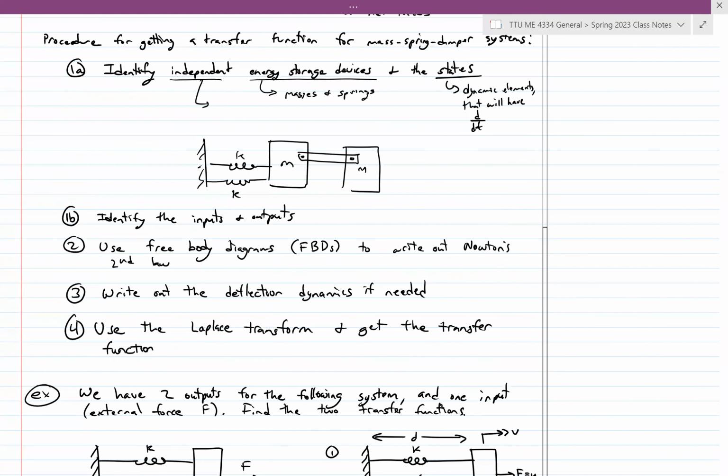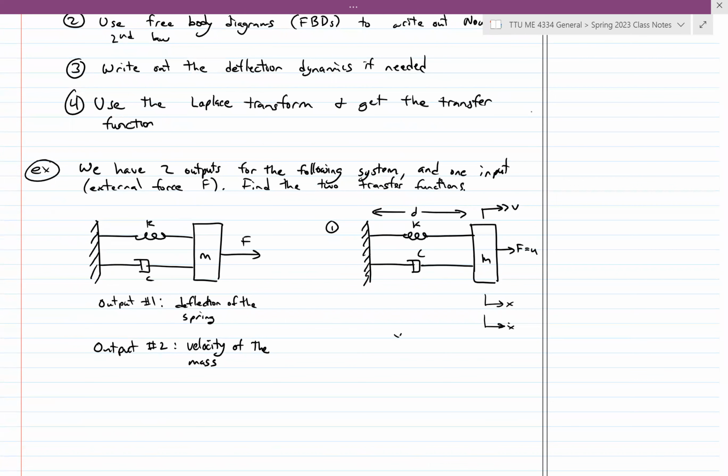All right, so we have two outputs, right? Y1 and Y2, right?